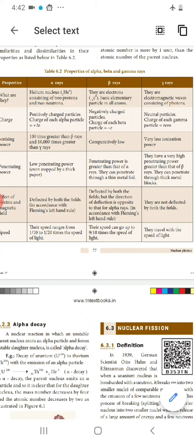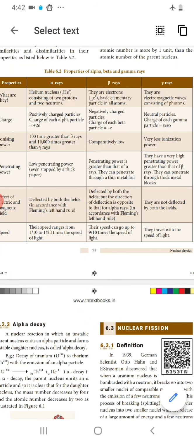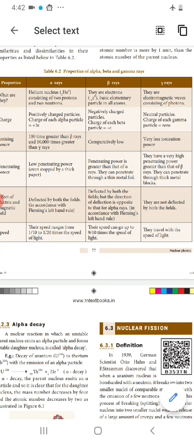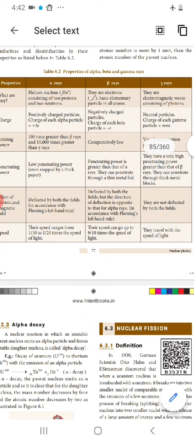Is it clear? Penetrating power. Penetrating means ஊடுருவல். So alpha rays have very low penetrating power. Beta rays have a little higher penetrating power than alpha rays. Gamma rays have very high penetrating power. Even through thick metal blocks it can penetrate.